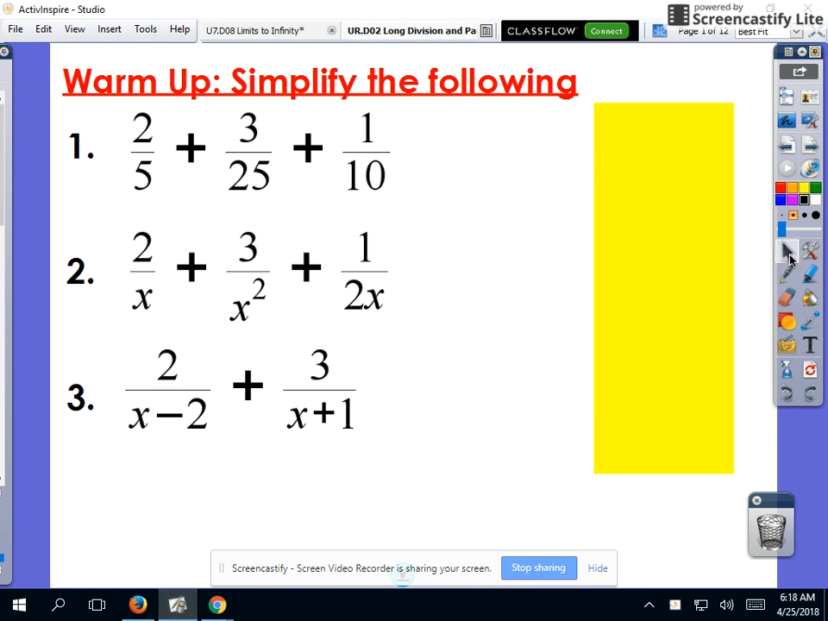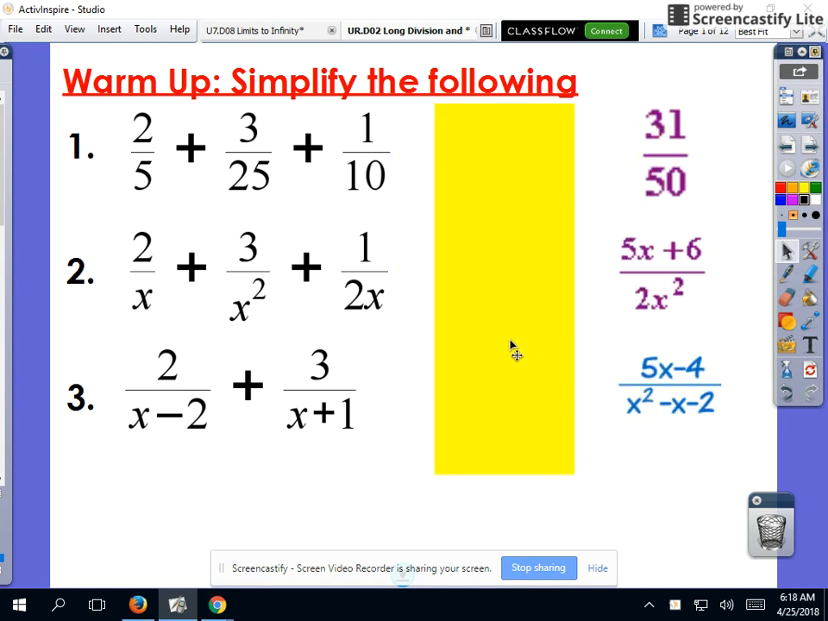All right. Your final answer for these should be 31 over 50, 5x plus 6 over 2x squared, and 5x minus 4 over x plus 1 times x minus 2, or it multiplies out to x squared minus x minus 2.